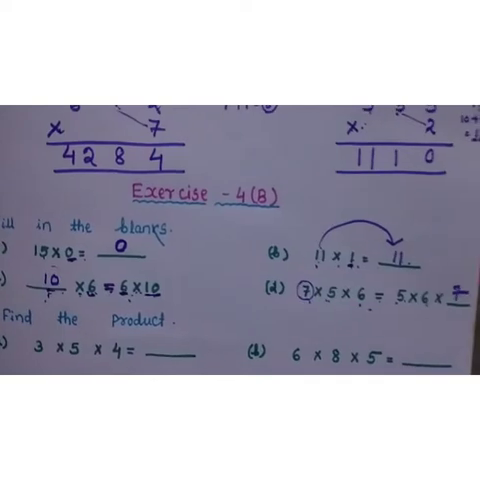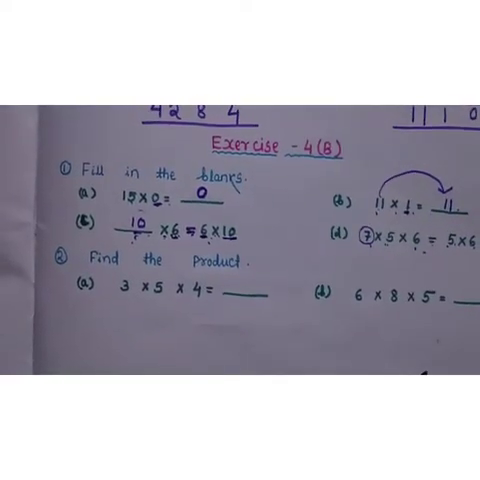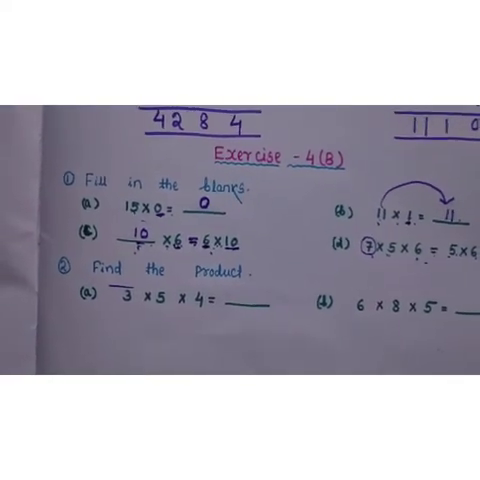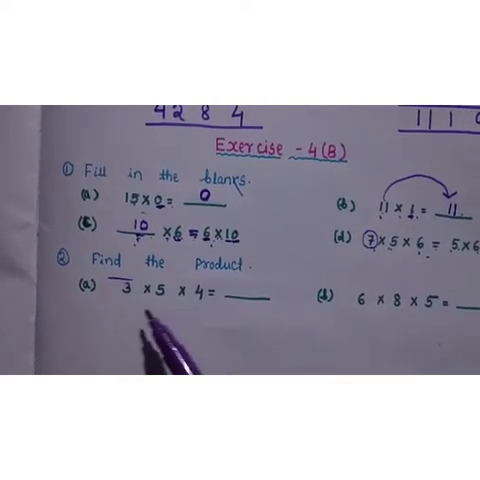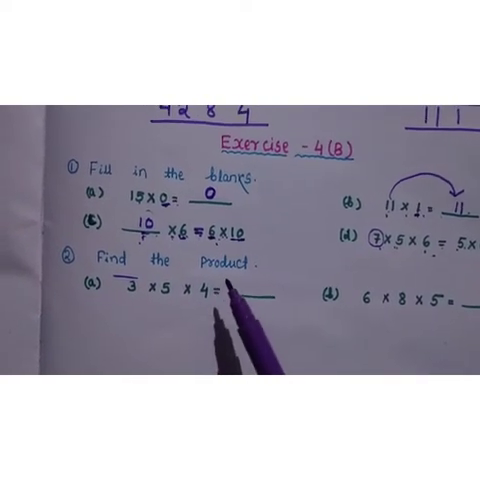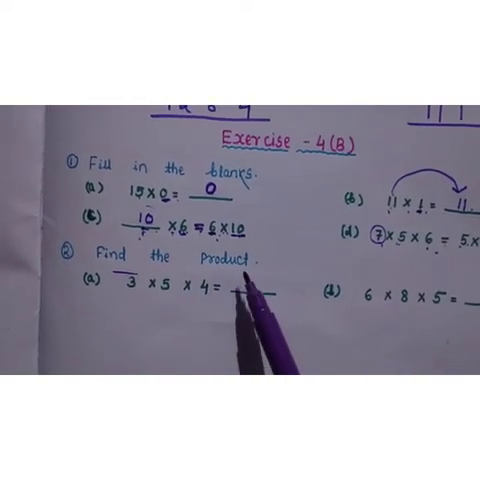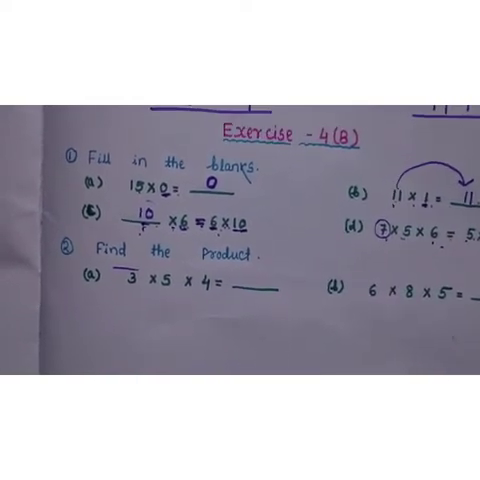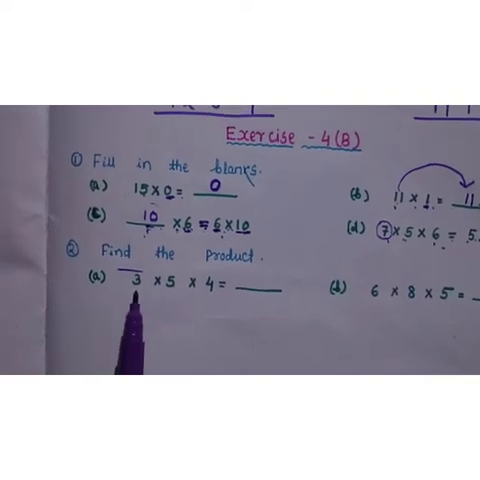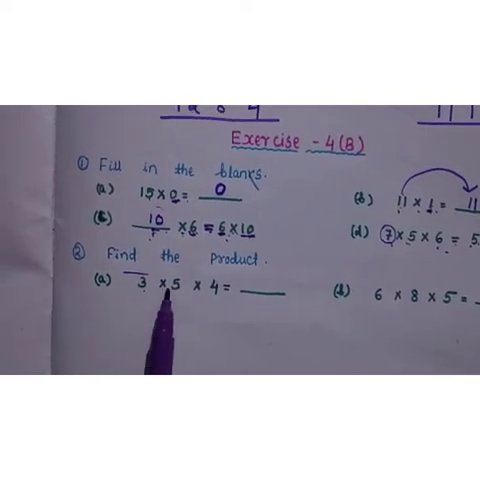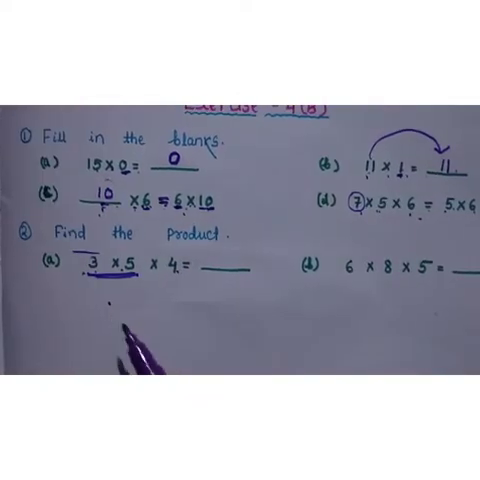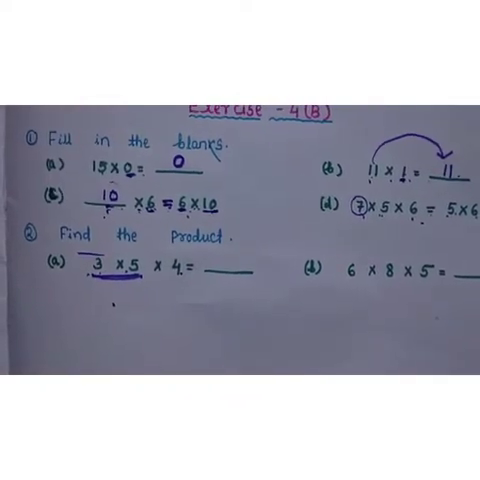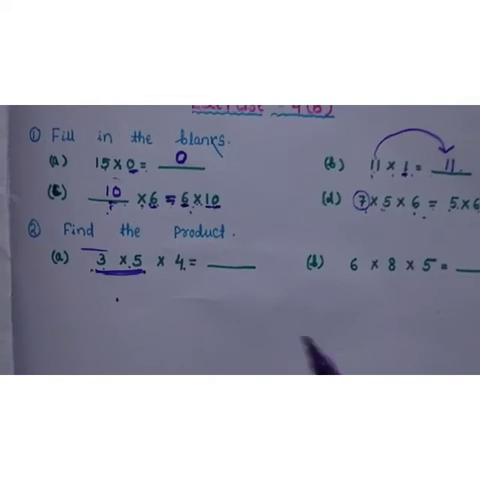Okay. Now come to number 2. Find the product. Product means you have to multiply these numbers and you will find out the product. That means the answer of the multiplication. And see students, how many numbers are there here? 3 numbers are there. Students, can you multiply 3 numbers at a time? No. So what will we do here?